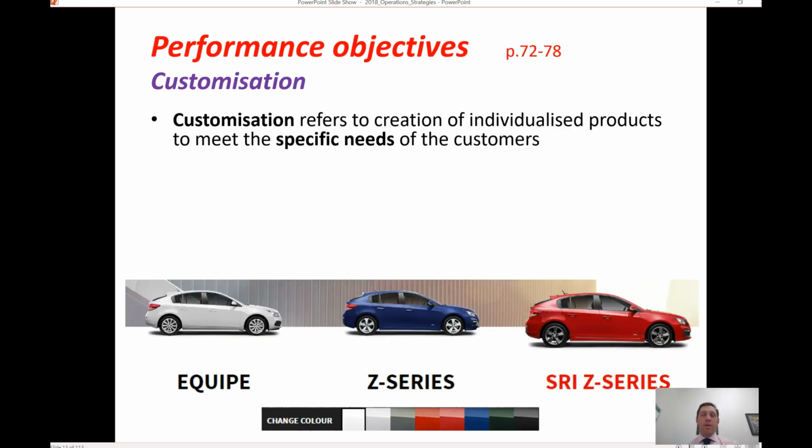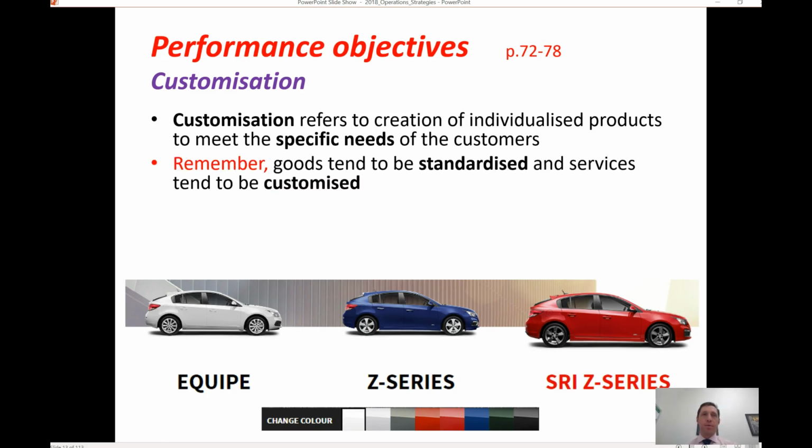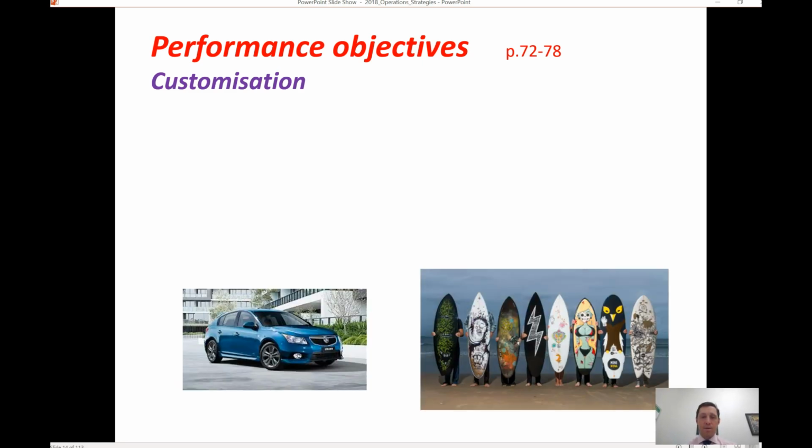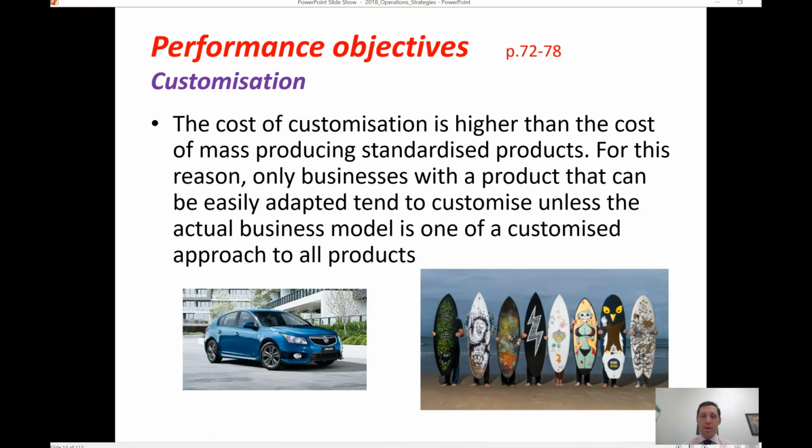In terms of customization, that's referring to the creation of individualized products to meet the specific needs of the customer. How customizable is a particular product, and can the business meet the customization requirements of the customer? Goods tend to be standardized and services tend to be customized. For goods, variations in features such as color, which you can see with motor vehicles, size, and functionality offer some level of differentiation between the products, but they're still done on a mass scale, and that's mass customization. The cost of customization is higher than the cost of mass producing standardized products, and that means that only businesses with a product that can be easily adapted tend to customize, and we've spoken about customization in that context before.